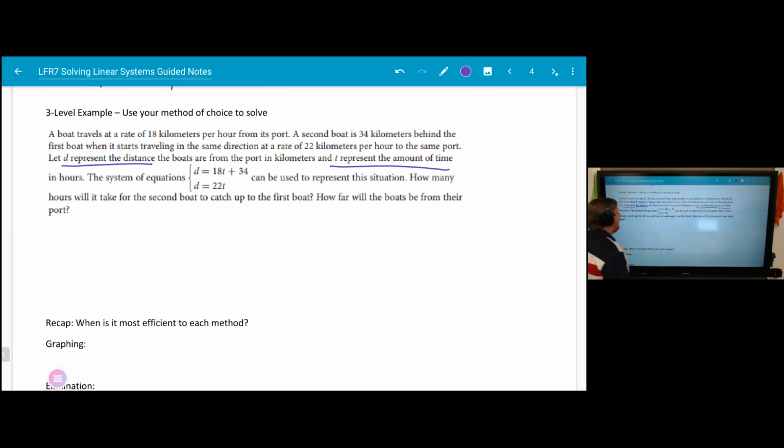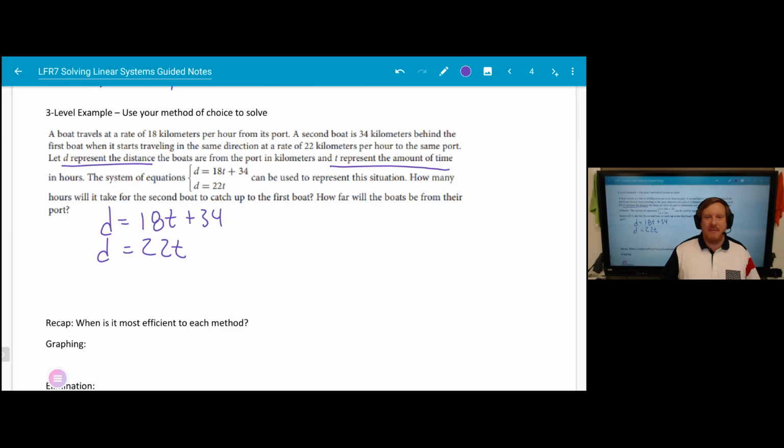So that's what we've got in here. We've got two of these equations: D equals 18T plus 34, and D equals 22T. What am I going to use? I'm not going to graph. If I want exact solutions, I don't graph.